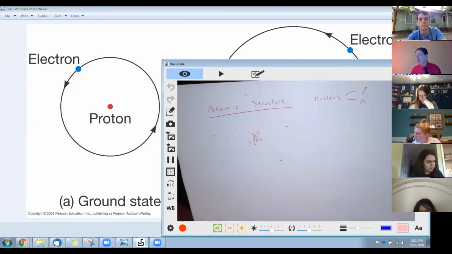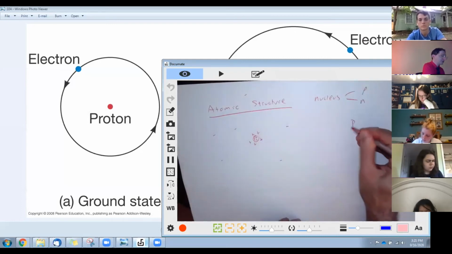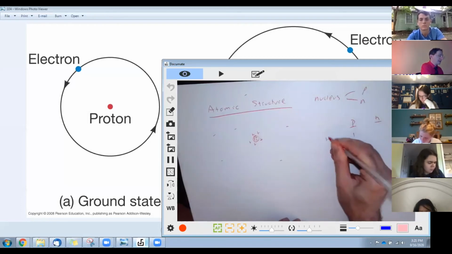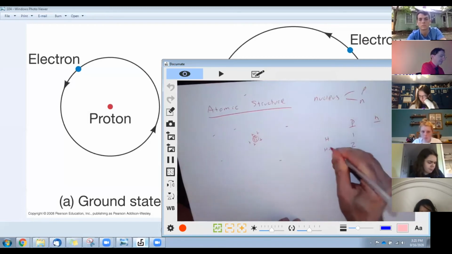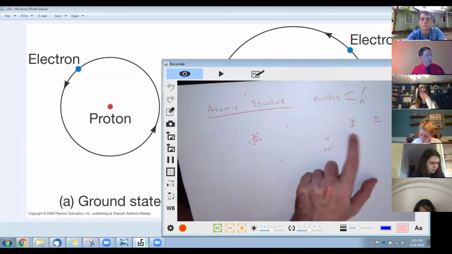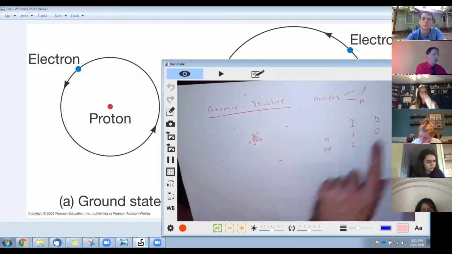Now, the type of element you're looking at depends on the number of protons. So in the nucleus, you can vary the protons and you can vary the neutrons. If you have one proton, it's hydrogen. If it's two protons, it's helium, etc. 3 is lithium, and so forth. You change the number of protons, you're changing the element. But for a fixed number of protons, you can also change the number of neutrons.